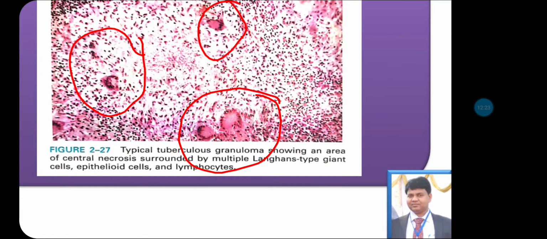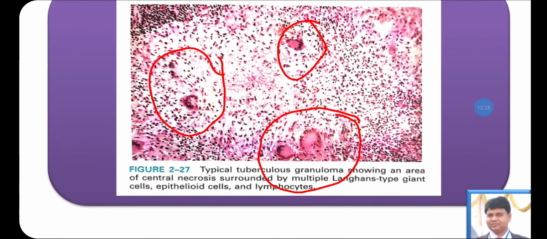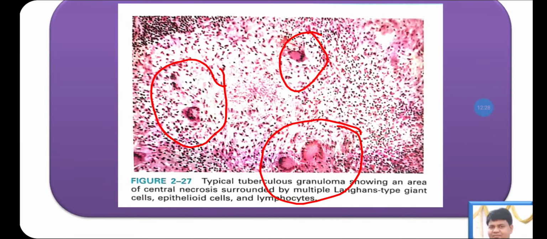So this is the microscopic view of this granuloma. Here you can see there is a formation of giant cells. These giant cells are formed by the coalescence of these epithelioid cells, and they convert into giant cells. And this is a typical tubercular granuloma. In the center you can see the caseating necrosis, along with the presence of different types of mononuclear cells, especially lymphocytes, epithelioid cells, and Langerhans type giant cells are also seen.